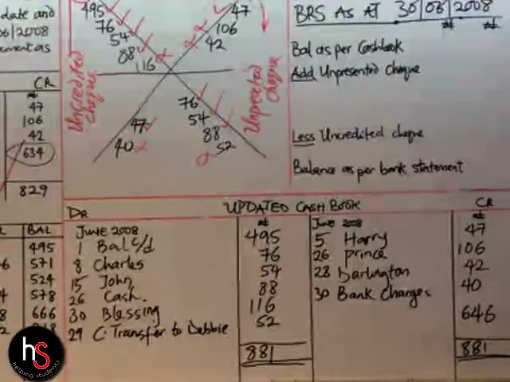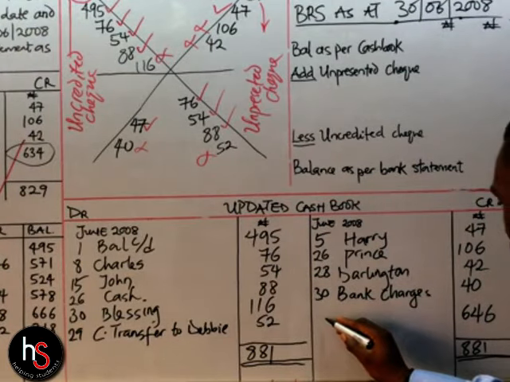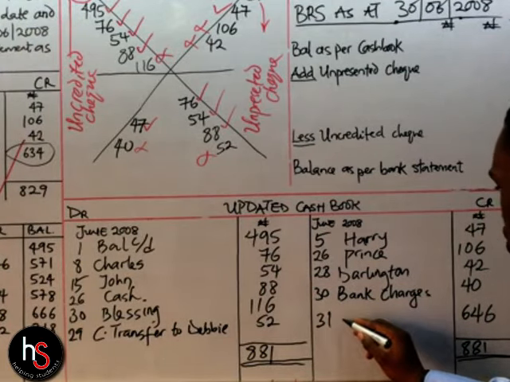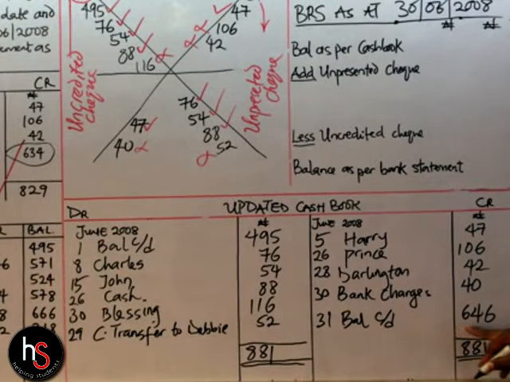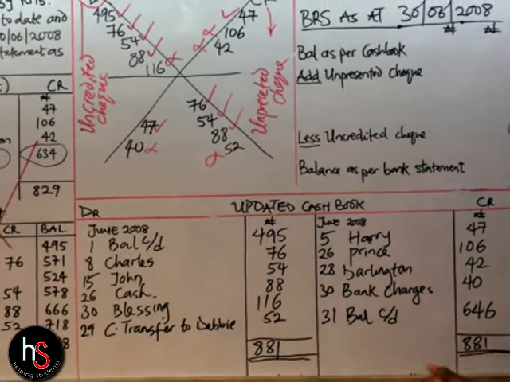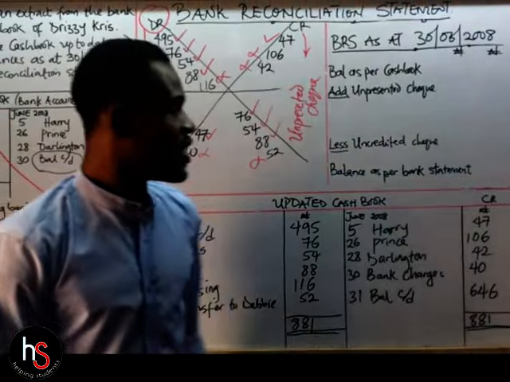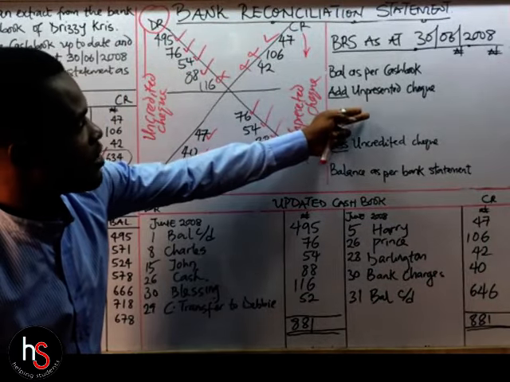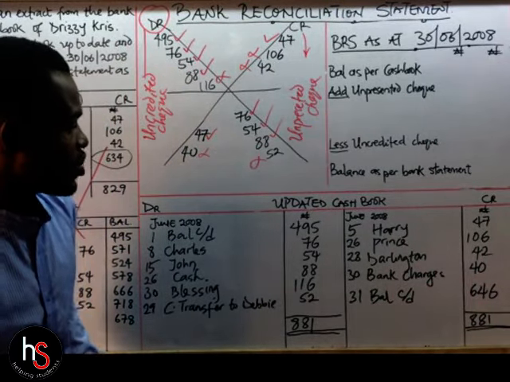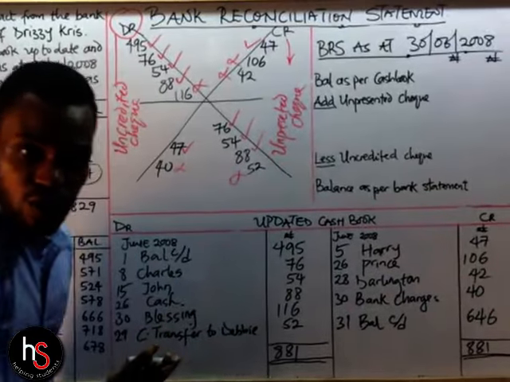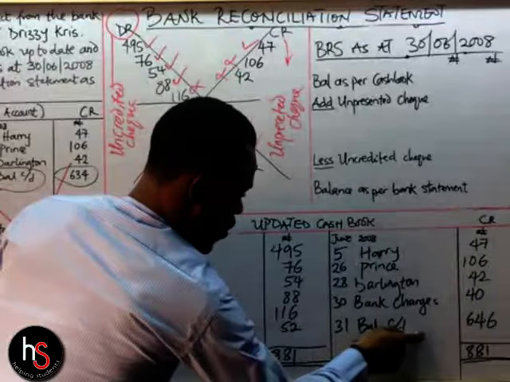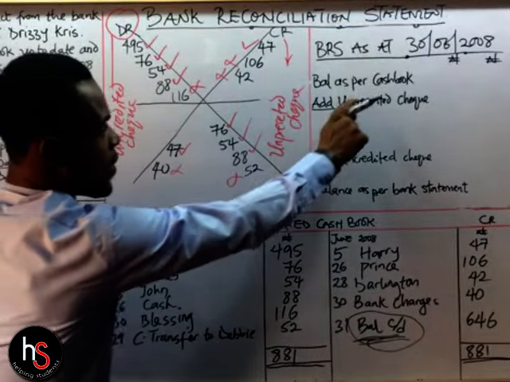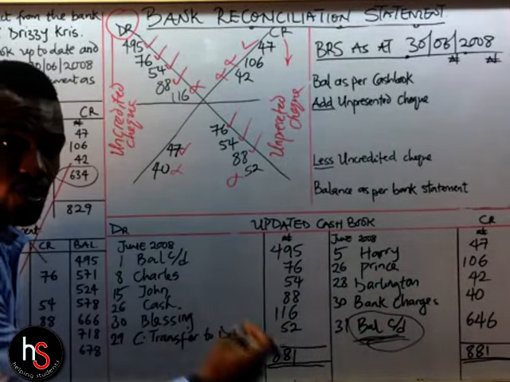Now this 646 we have here becomes our what? On the last date, June 31st, it now becomes our balance c/d, which is 646. Okay. Now after doing this, the next thing we'll do is to move over to the statement to prepare our statement. Remember, this is the cash book. This balance c/d that we have here will now be our balance as per cash book, coming to the third stage.